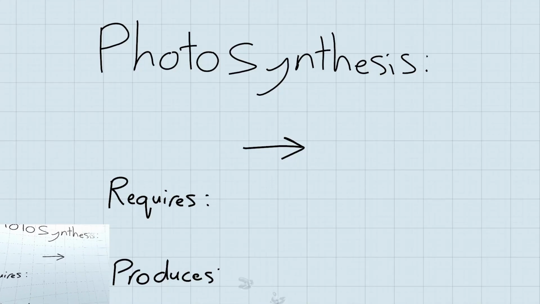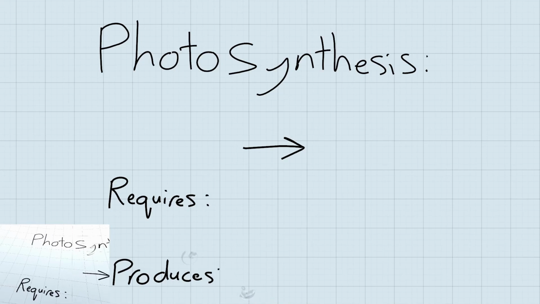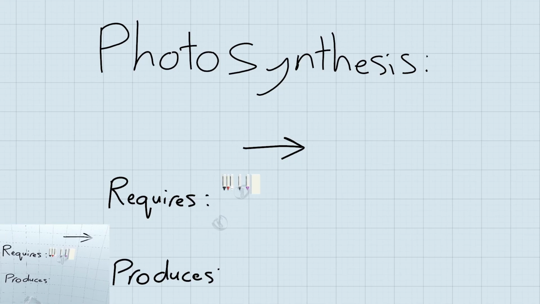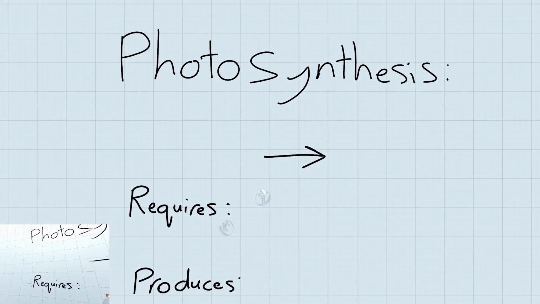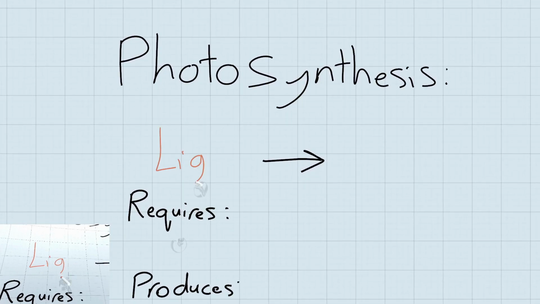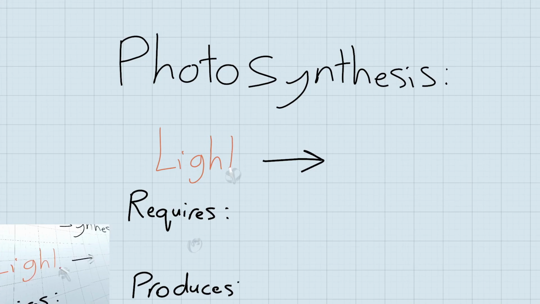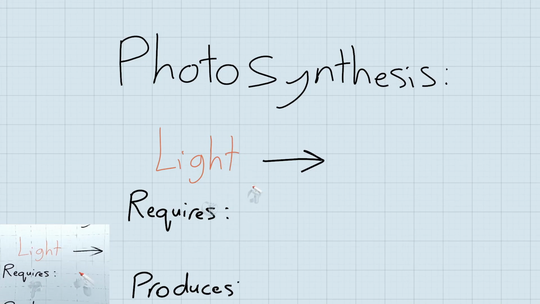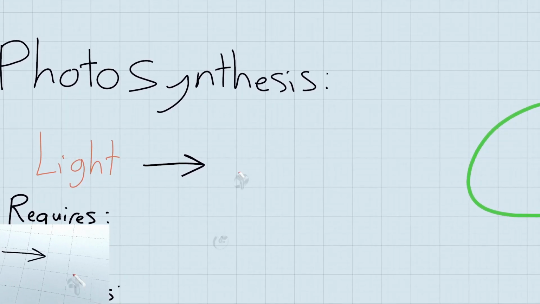Alright, so this is going to be a short lesson on photosynthesis. Photosynthesis is the process where plants absorb sunlight and convert water and carbon dioxide into both sugar and oxygen gas. The main process of what is happening during photosynthesis is we're taking light energy and we're converting that light energy into chemical energy.